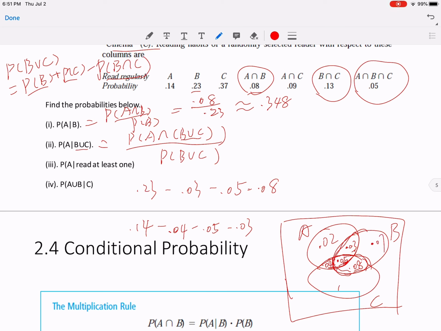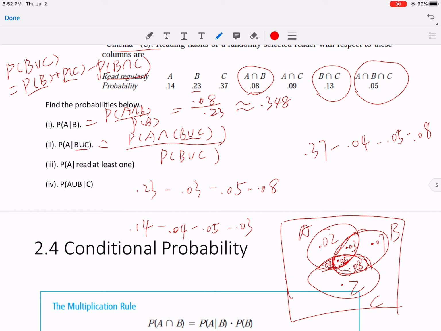And then let's take a look at this part over here. This part would be equal to the probability of C minus the 0.04 minus 0.05 minus 0.08. So that would be the probability of C, 0.37, minus 0.04 minus 0.05 minus 0.08. So that would be 0.2. So this part here would be 0.2. Now we have the probability of each part.